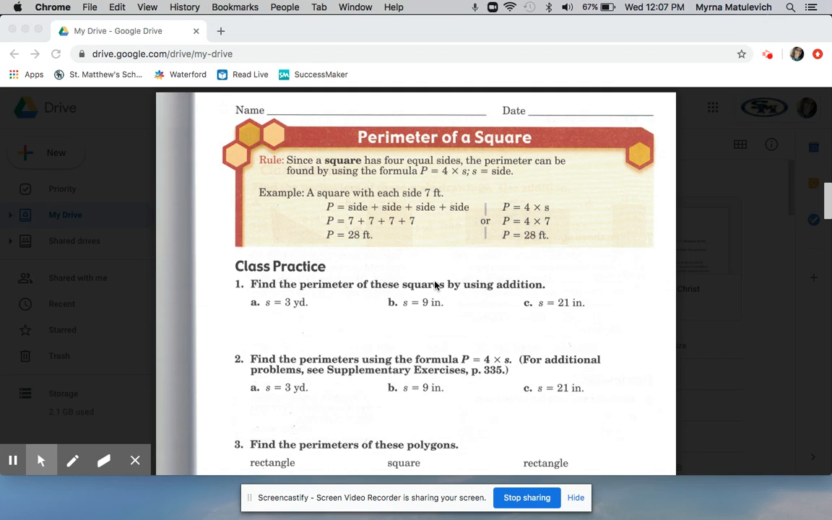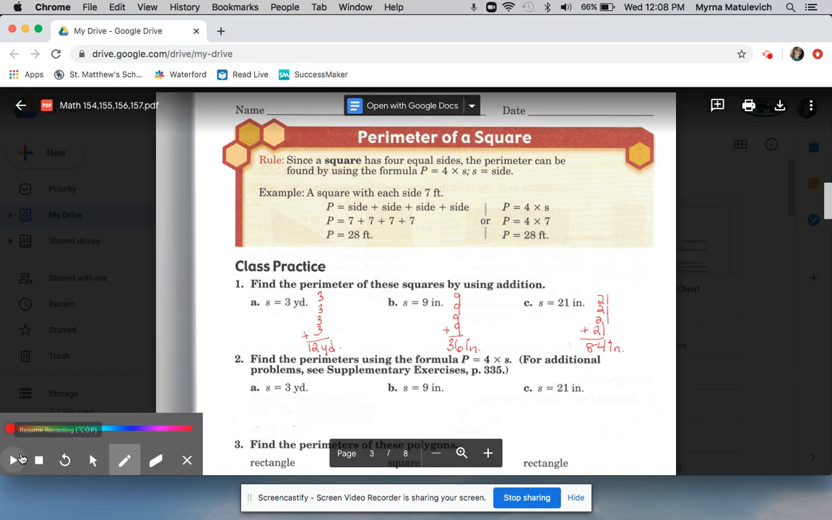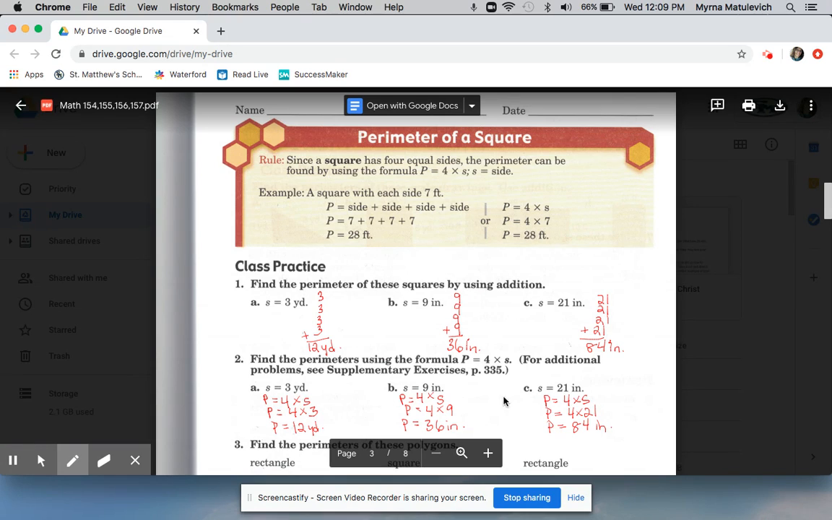Class practice. Find the perimeter of these squares by using addition. Here are the answers you should have gotten, and remember to put your linear units in your answer. Find the perimeters using the formula P equals 4 times S. So notice how I always wrote the formula first, and then I always replaced my variable with the length of a side for each square, and then I did the multiplication, and then I added my linear units in my answer.